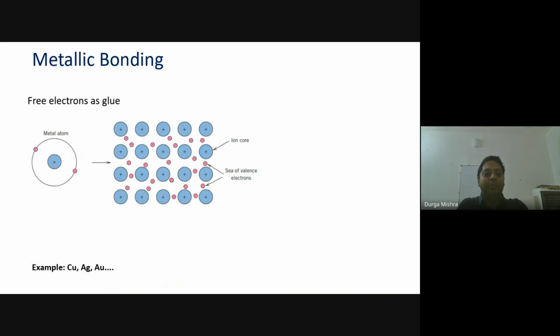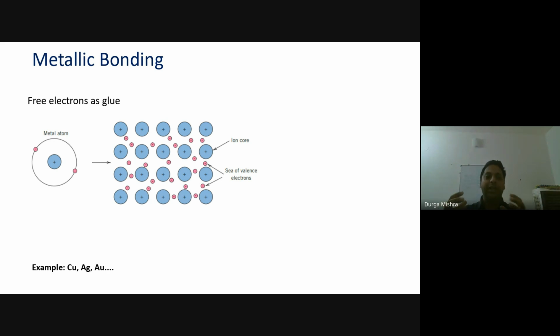So the third type of bonding is metallic bonding, as the name suggests. Most metals will have this kind of bonding. And why does this bonding happen? Because when you look at a metal, normally they have what we call valence electrons. When you bring, for example, two copper atoms together, they will not form an ionic or covalent bond. But what happens is that this electron will be shared with all the copper atoms in the solid.